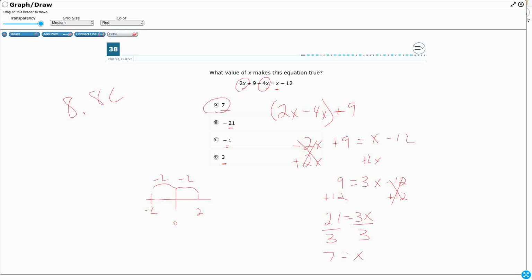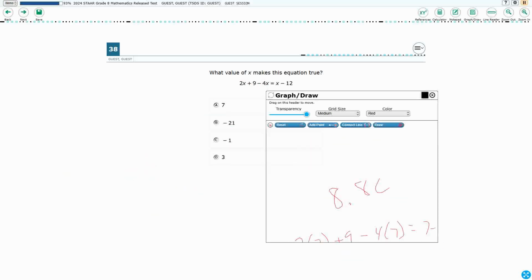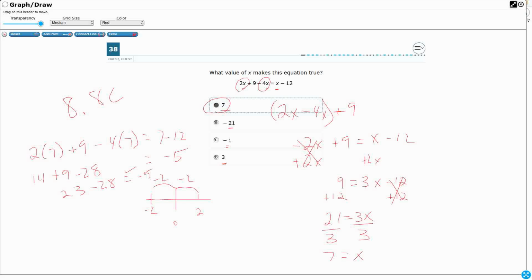Now let's double check. So 2 times 7 plus 9 minus 4 times 7 equals 7 minus 12. Well, 7 minus 12 is -5, so the left side should equal -5. That's going to be 14 plus 9 minus 28. That's going to be 23 minus 28. And yes, that does equal -5. So that means 7 is correct, and that is our answer A.